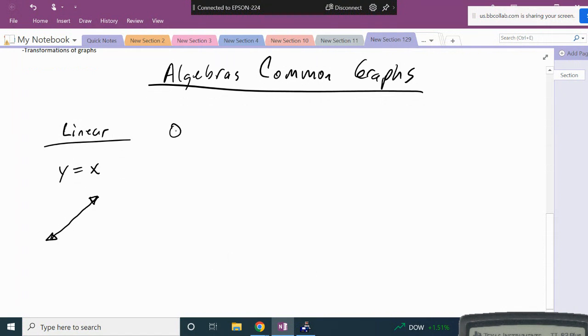The next kind of equation we're going to take a look at is a quadratic equation, and this is in the form y is equal to x squared. And when you graph a quadratic equation, it forms a U-shaped graph called a parabola.